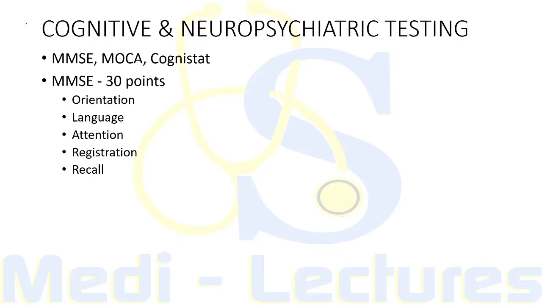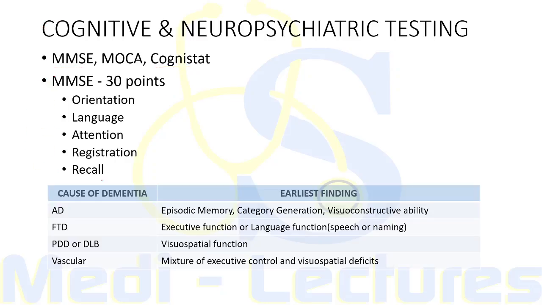Now coming on to the cognitive and neuropsychiatric testing, we have many tests available like Mini-Mental State Examination, Montreal Cognitive Assessment and Cognistat. So in MMSE there are a total of 30 points which include orientation, language, attention, registration and recall. So here let's discuss what is the earliest finding in different types of dementia.